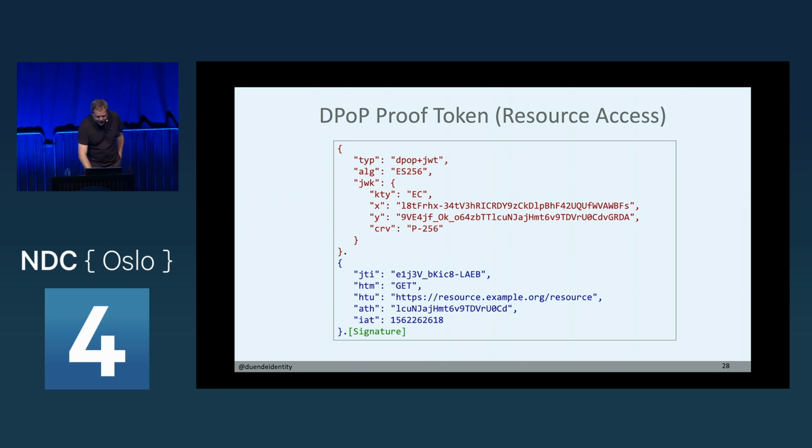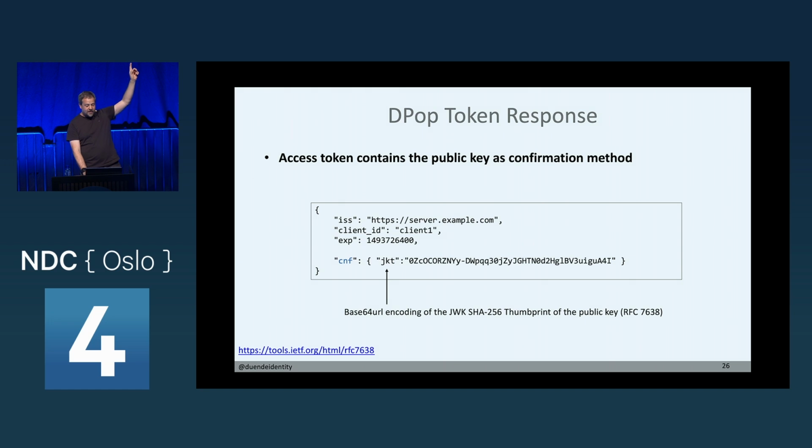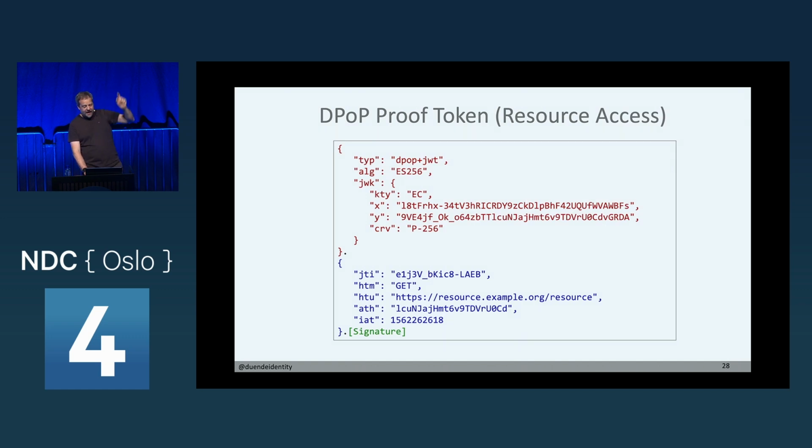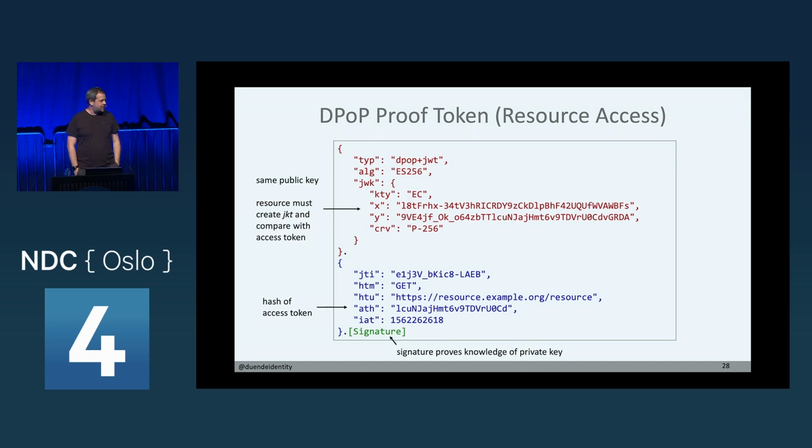And now very, very important, this here, the ATH, is the signature, the hash of the access token. And that's what binds that proof token to the access token. So you're having a two-way binding here. You see, the access token has the hash of the key of the proof token in the confirmation claim, and the proof token has the hash of the access token. So they are basically bound two ways cryptographically together. Okay? And that's why you can't separate them anymore.